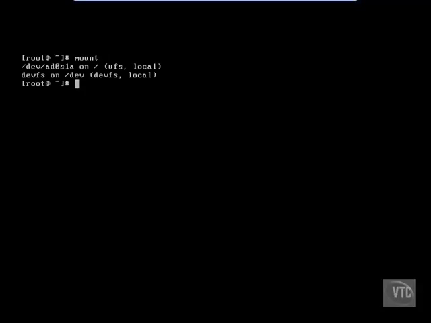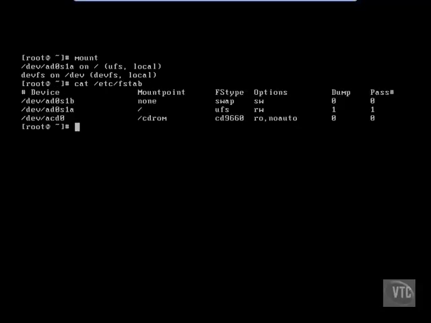If we want to, we can look at the /etc/fstab file, and this will tell us all the devices and their mount points. For example, we have the hard drive partition ad0s1a mounted on /, which is the root directory, and the CD-ROM is mounted on /cdrom. So when we look at these, this can help us start troubleshooting or start looking at file systems, because we know what's in the fstab file and we know what's mountable.